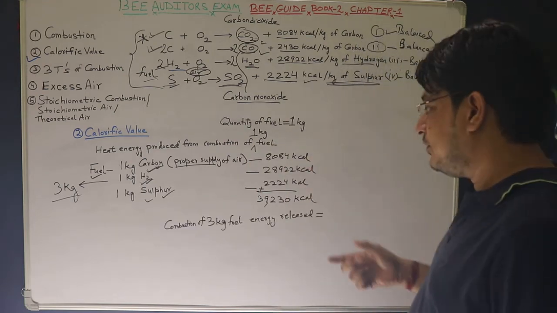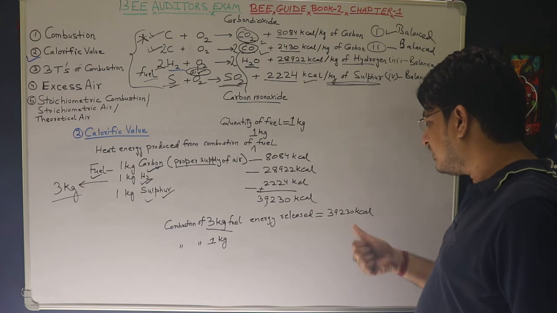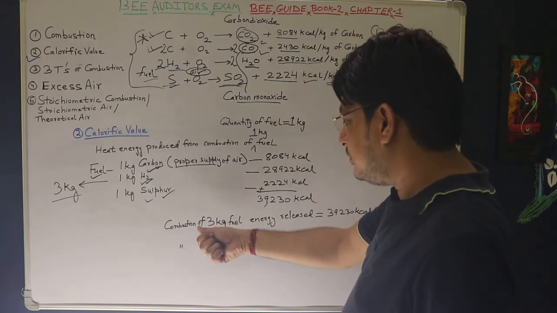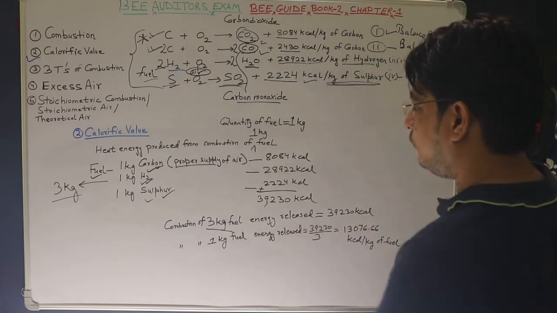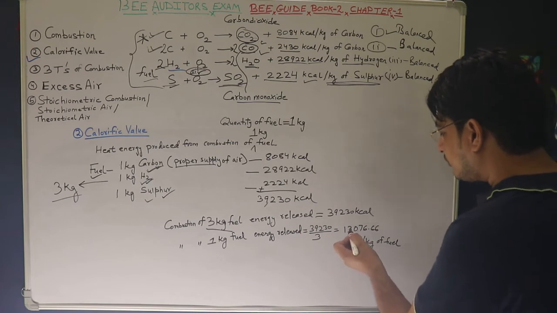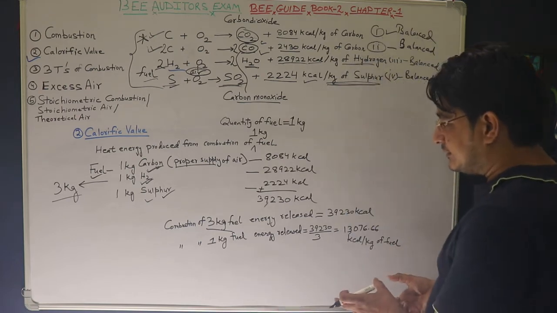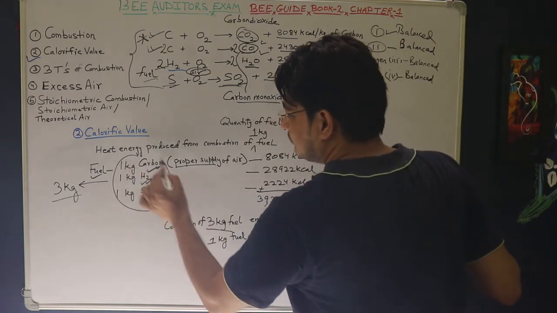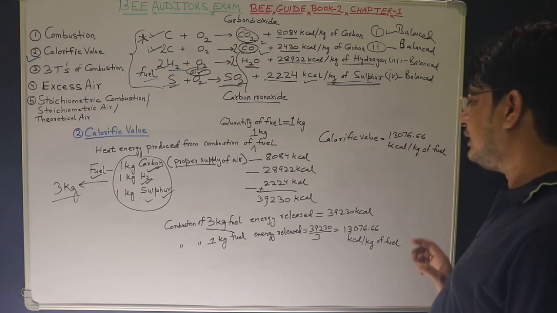Now I think it is very much clear. Now in this example we have seen from combustion of 3 kg of fuel, energy released is 39,230 kilocalorie. So from here, by using unitary method, I can calculate from combustion of 1 kg of fuel how much energy will be released. So we can clearly see here that from combustion of 1 kg of fuel, energy released will be 39,230 kilocalorie divided by 3, 13,076.66 kilocalorie per kg of fuel. So I can say in the instant case, that is the example I have considered, the calorific value of the fuel which is having the constituents like this will be equal to 13,076.66 kilocalorie per kg of fuel.